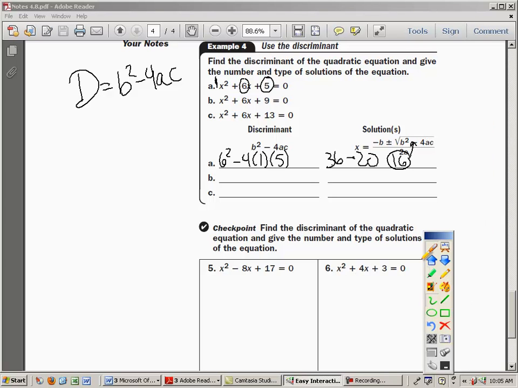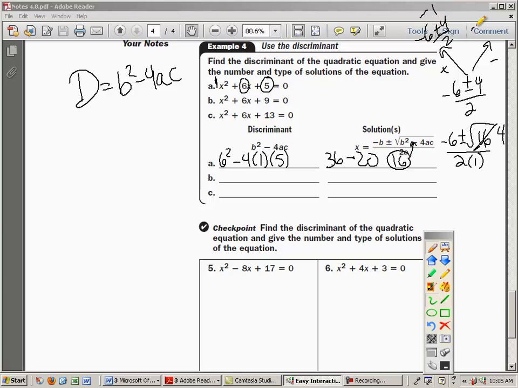So we're going to run out of space here, but this is then opposite b. So opposite b plus or minus the square root of 16 over 2 times 1. Now, the square root of 16 is 4, right? So this becomes negative 6 plus or minus 4 over 2. We're going to use once with a plus and once with a minus. Negative 6 plus 4 over 2 becomes negative 2 over 2, which is negative 1. And this becomes negative 6 minus 4 over 2, which is negative 10 over 2, or negative 5. So I get two solutions at negative 1 and negative 5.